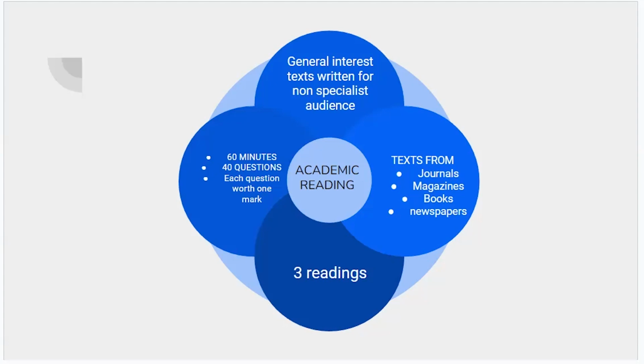The texts are general interest texts written for a non-specialist audience too. In academic reading, the paragraph for the given topic may be taken from texts like journals, magazines, books, and newspapers. They are not made-up stories, but factual details which explain reality.